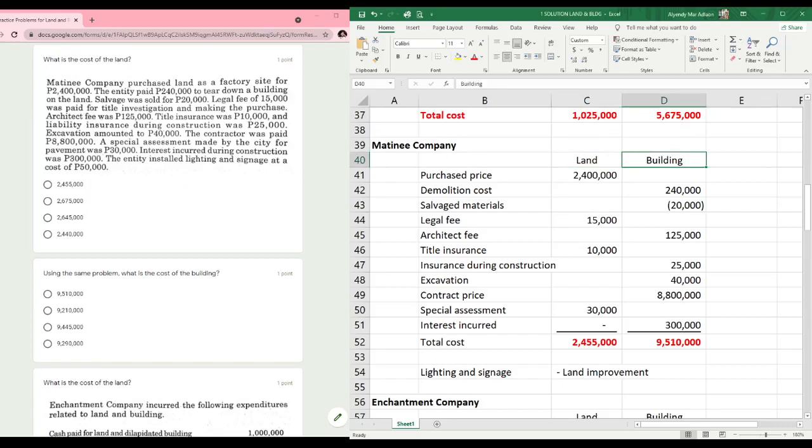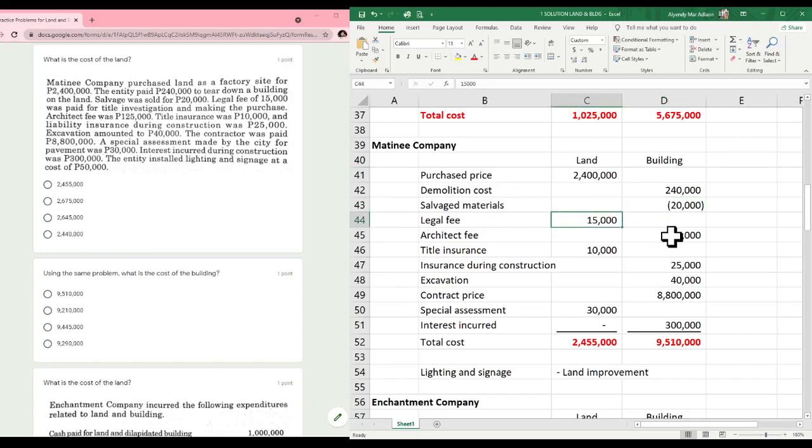We start first with the purchase price. The purchase price is 2,400,000, so it is for the purchase of the land, and we give it to the land. Now, the entity paid 240,000 to tear down a building on the land. So again, there is an old building on that land, and the company incurred 240,000 in order to demolish it. Since in this problem we purchased the land as a factory site in order to construct a factory, the demolition cost must be accounted for under the building. There is already a salvage sold from that demolition of 20,000, so we also have to deduct it from the building. Now, the legal fee of 15,000 was paid for the title investigation and making the purchase. It relates to the purchase, so it is under the land, 15,000.